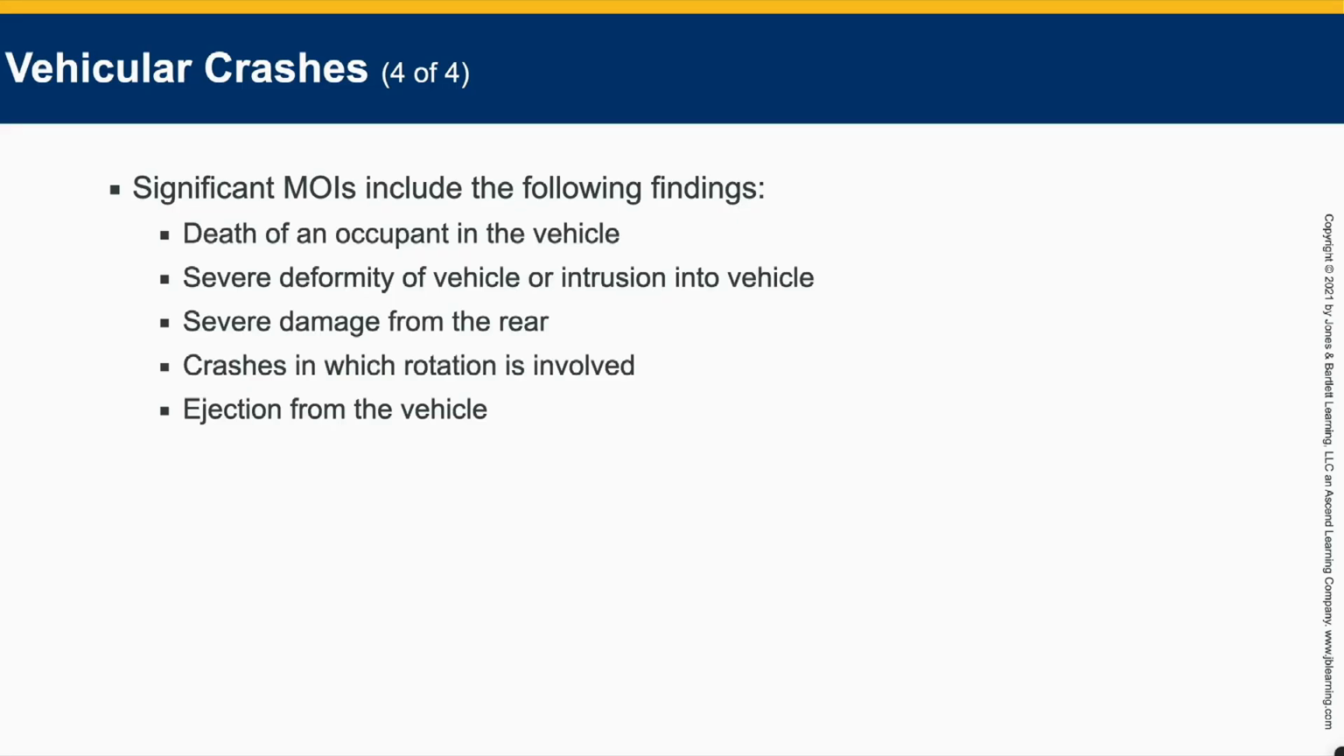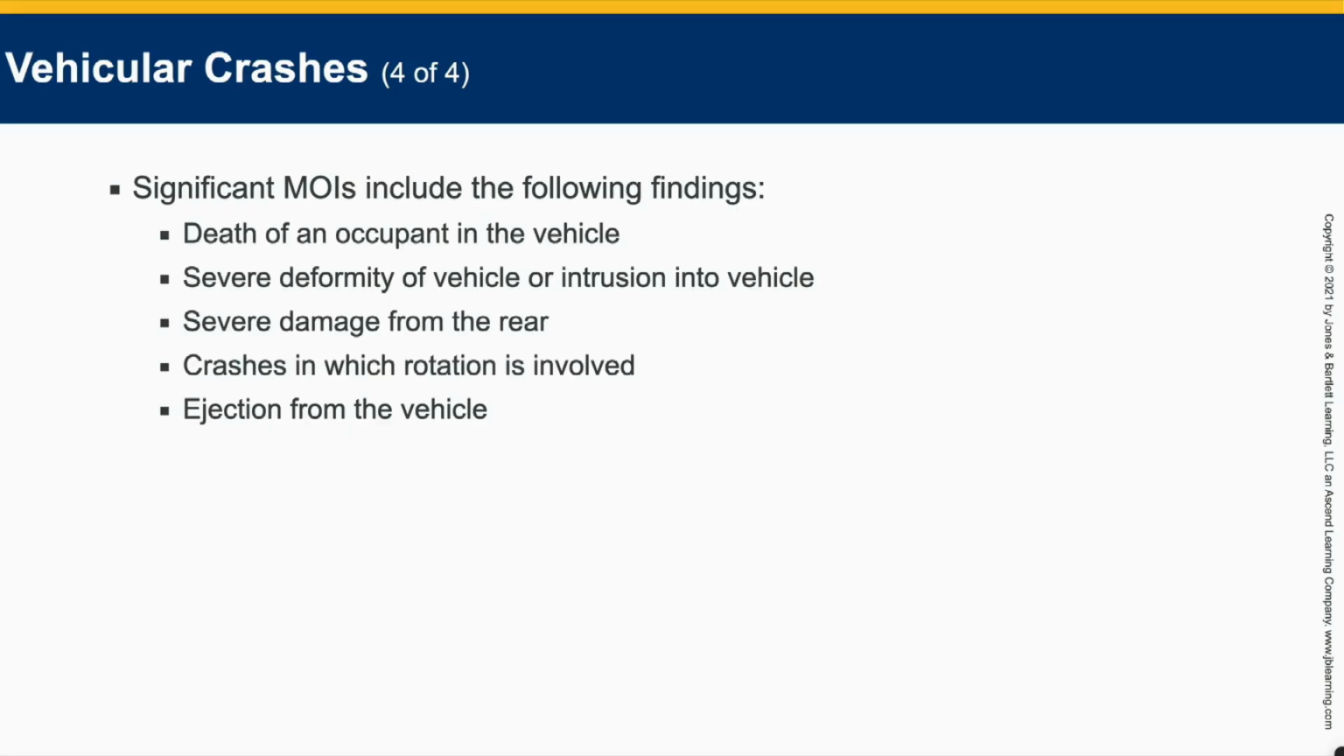You also want to pay attention to severe rear end damage, especially with rapid acceleration or deceleration forces. Crashes that involve rotation or rollover add another layer of complexity, because forces often come from multiple directions. And then ejection from the vehicle. This is one of the highest risk findings. If a patient has been ejected, you should be thinking major trauma until proven otherwise. So when you see any of this, your mindset should immediately shift to a high index of suspicion, rapid assessment, and priority transport.